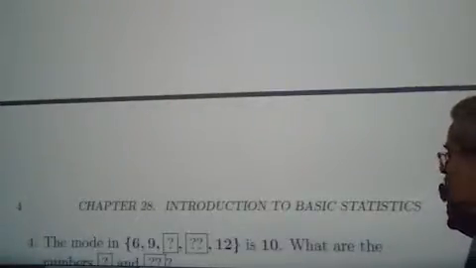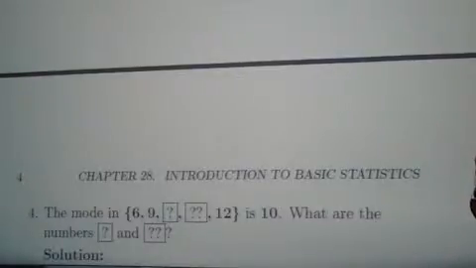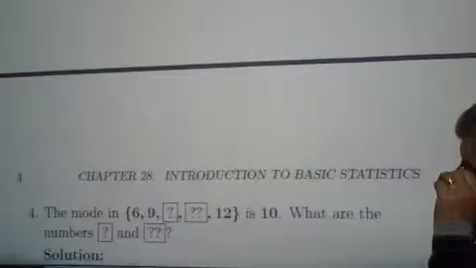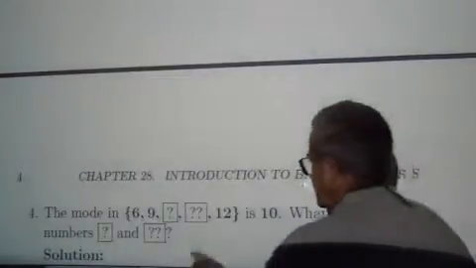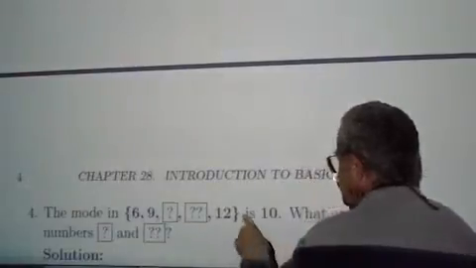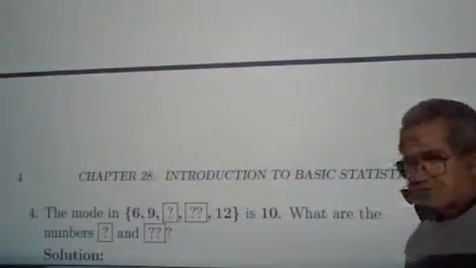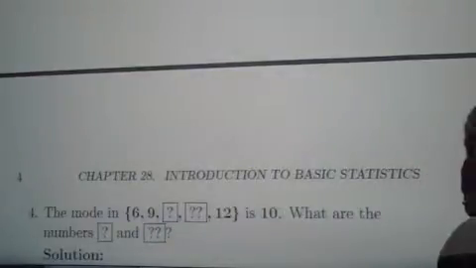And then we wanted to find the mode in the following set of data: 6, 9, a number, a second number, both unknown, and 12. If the mode is 10, what are these two numbers? Can you figure that out?